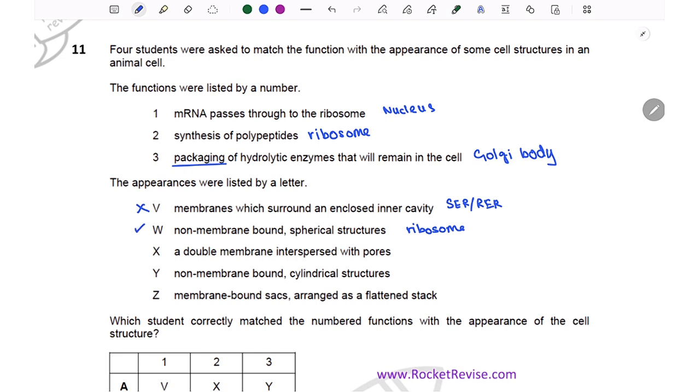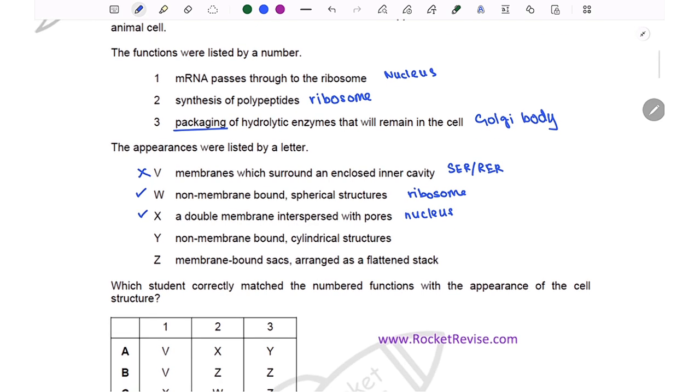Double membrane interspersed with pores. What is that? A nucleus. Because nucleus has nuclear envelope, right? Non-membrane bound cylindrical structures. So that's none of our options here. That's more of centriole, when we talk about cylindrical structure. Z is membrane bound sacs arranged as flattened stack. When you talk about flattened stack, that's when you think of Golgi body. So this is one of our options.